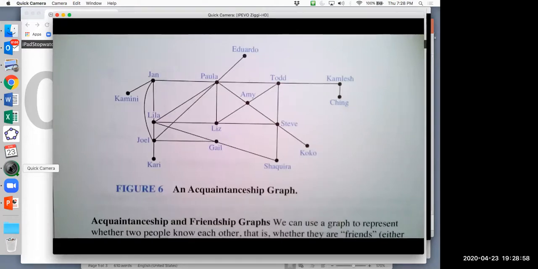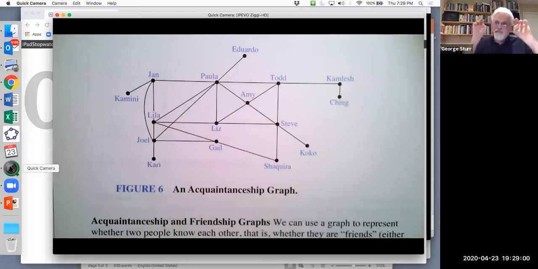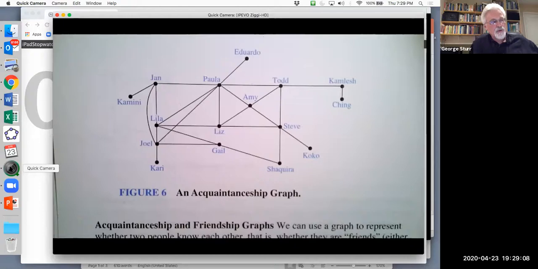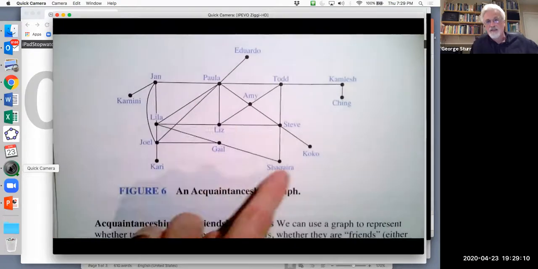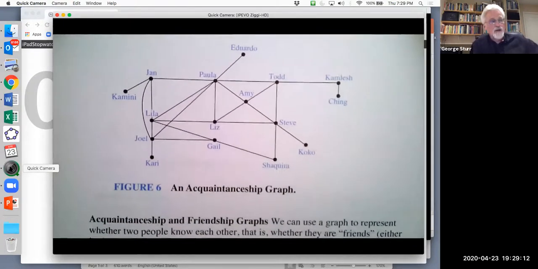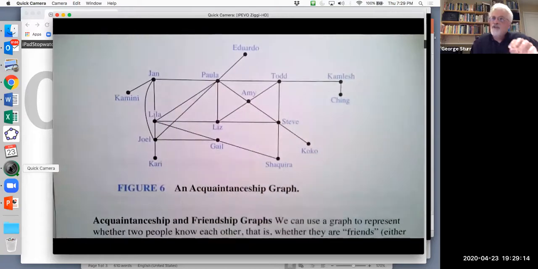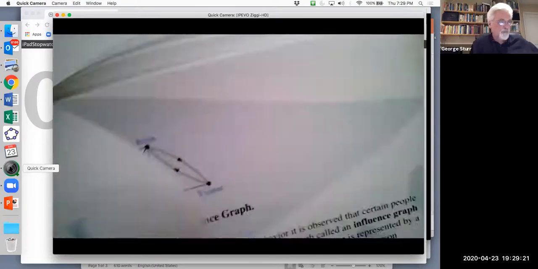You can represent whether two people know each other. That is, whether they are friends in the real sense or the Facebook sense, if you want, social networking sense. And you can connect people that way. And then you can analyze the situation with the same language, edges and vertices. We can talk about the degree of each vertex. We can talk about other features of this graph once you get some knowledge.